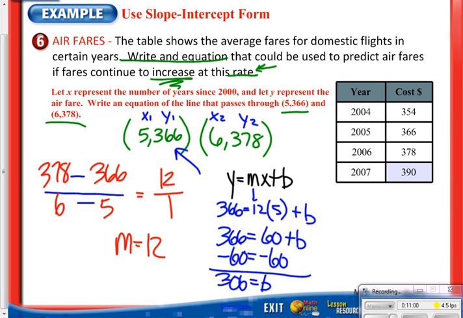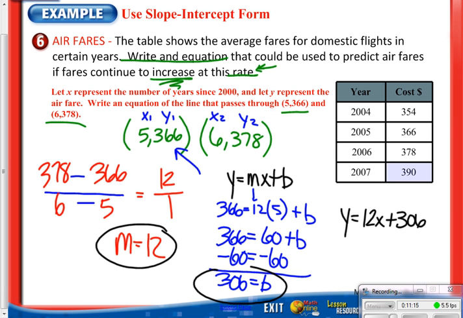306 equals b. And the last step is to go ahead and bring your slope 12 and your intercept 306 together, and we get y equals 12x plus 306. This will conclude lesson 965.